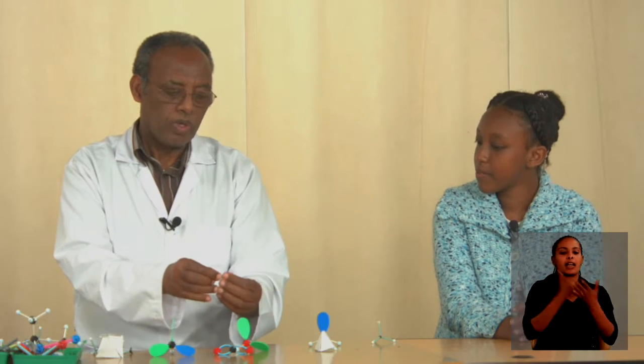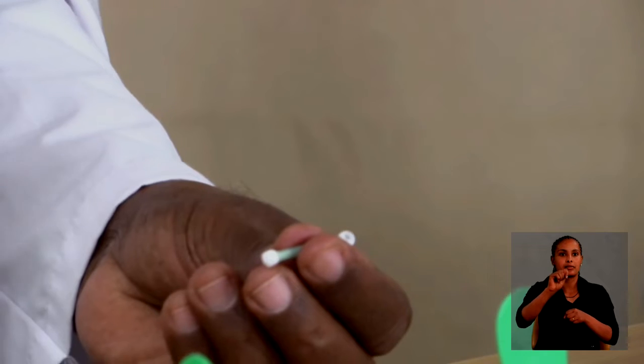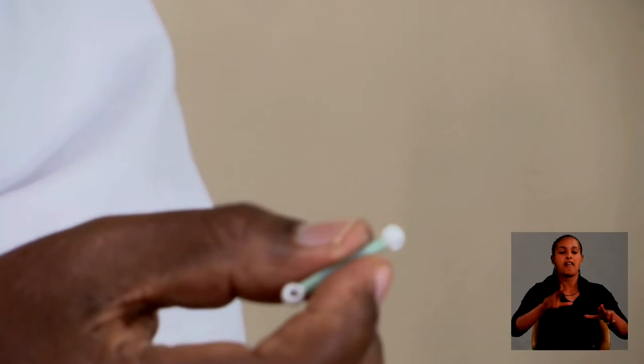It needs to fulfill octet. In this case, it is duet, because only two electrons occupy the first shell orbitals. So H2 is a happy, stable, fine molecule.